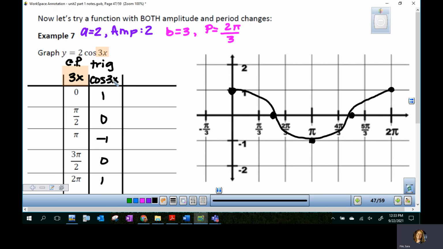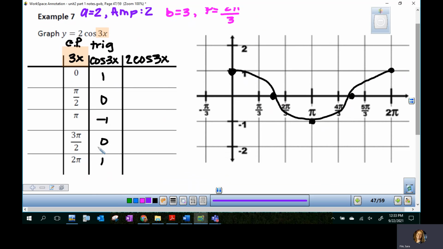All right, this one has an amplitude other than 1, so there's going to be a column to the right of the trig column. So I'm going to do 2 times cosine of 3x. Okay, so to get those values, I have to multiply by the amplitude. We're multiplying by 2. 2, 0, -2, 0, 2. That's the entire function, right? 2 cosine of 3x. So that is my y column. So those are the y values.